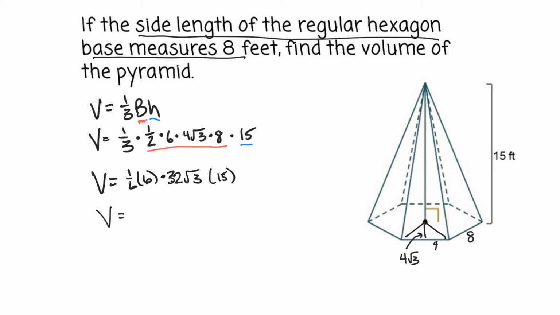So 1/6 times 6 we said is 1. So really I need to do 32 times 15. That gives me 480 radical 3. What are we in here? Feet. So we have cubic feet. You can also multiply that out, the 480 times radical 3, and you're going to have 831.4 cubic feet.